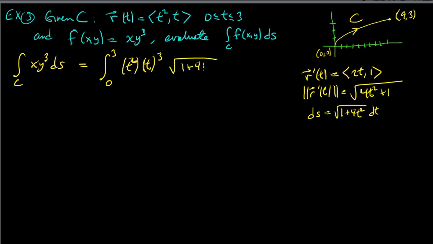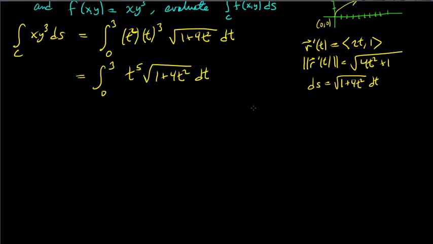So that's what's going to make this not so easy. But that's what happens when you just make up a problem like this. So we're going to get t to the 5th times the square root of 1 plus 4t squared dt. That's our definite integral. And to be fair, it's probably just a substitution, I think.